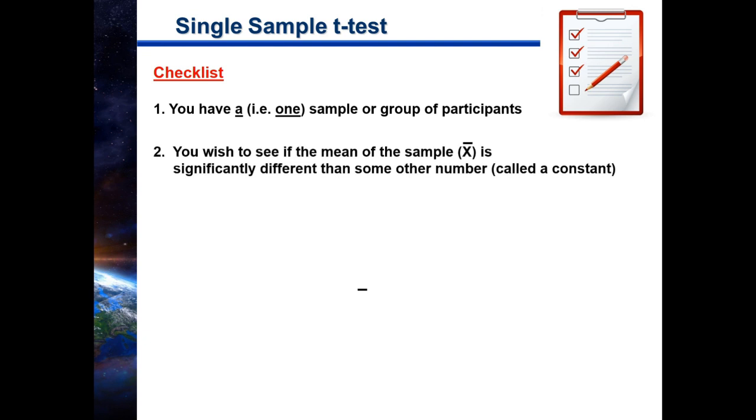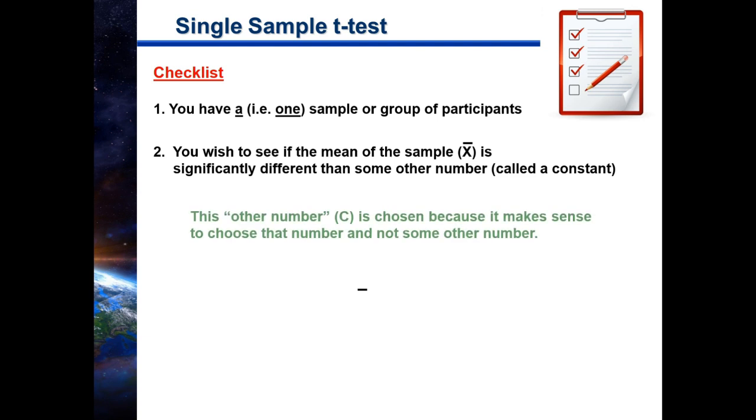Second, you wish to see if the sample mean, in other words, x bar, is significantly different from some other number. And that other number is called a constant. So you're going to have a collection of numbers that came from a single group of participants. You calculate x bar, and you're going to compare it to a constant, which is some other number. Now, don't worry, I'm going to talk about what that other number might be, and it depends on your research question, but I'm going to show you that.